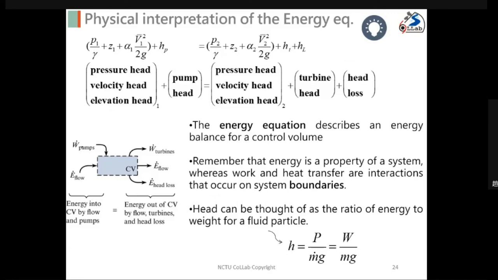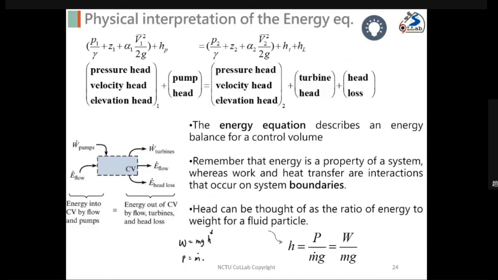So what are the physical meanings? We derived our problems based on the control system, and we know that all of the energy can interact along the boundary only. And usually we know that we have the head, so we can compute the work very quickly. It is equal to mgh, right? And the h here is the energy head.